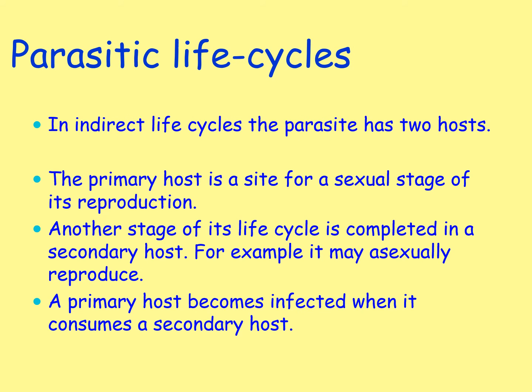A little bit more complicated is an indirect life cycle, and in this life cycle the parasite actually has two hosts. So the primary host is the site for a sexual stage of the reproduction. Another stage of the life cycle is completed in a secondary host, and for example, some parasites will possibly use the secondary host as a site for asexual reproduction, and that's where it will increase in number, and so that obviously benefits the parasite when it eventually gets into its primary host, because it'll be more numerous. A primary host will become infected when it consumes a secondary host.